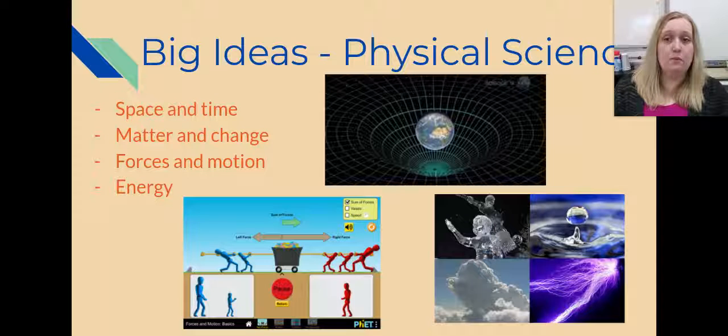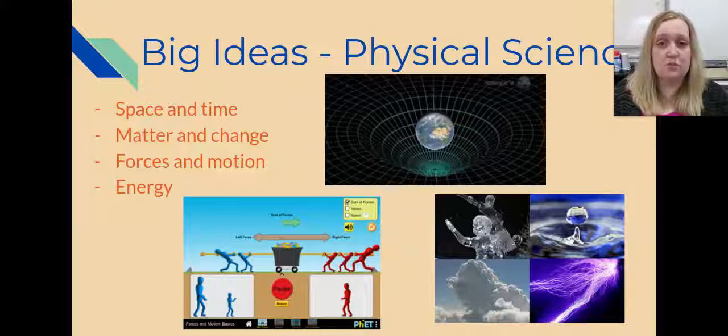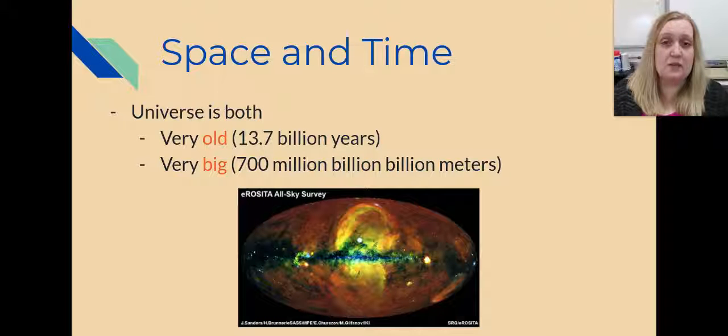There are actually four big ideas in physical science. This includes space and time, matter and change, forces and motion, and energy. And we're going to talk about each one of these briefly. So first one, space and time. The universe is included in this. The universe is both very big and very old. It is thought to be 13.7 billion years old, and it's very, very, very large.